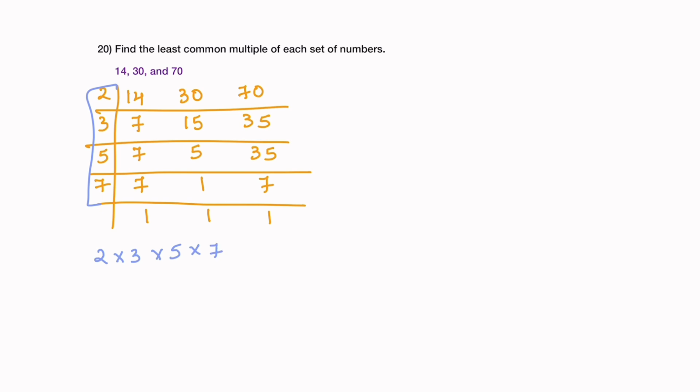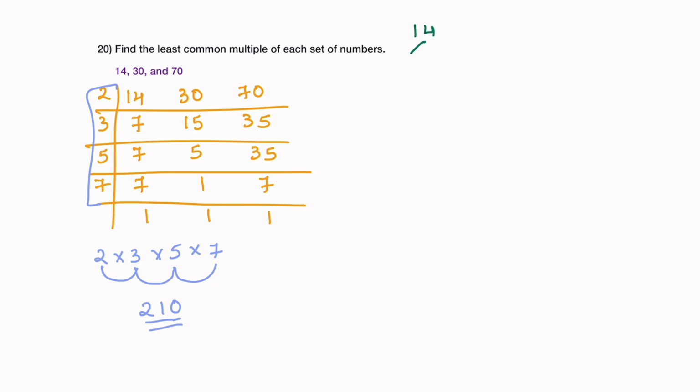So 2 times 3 is 6. 6 times 5 is 30, and 30 times 7. 3 times 7 is 21, right? So 30 times 7 is going to be 210. Simple. Let's do the next method.